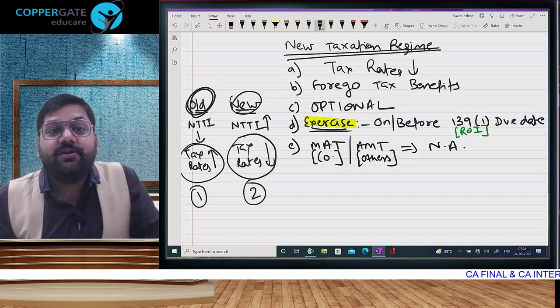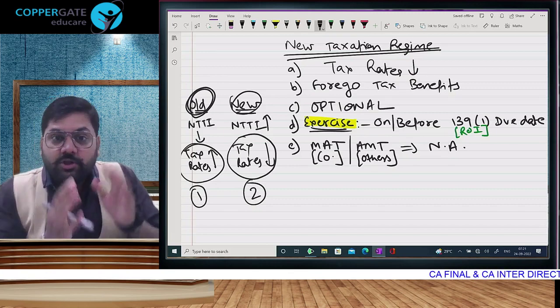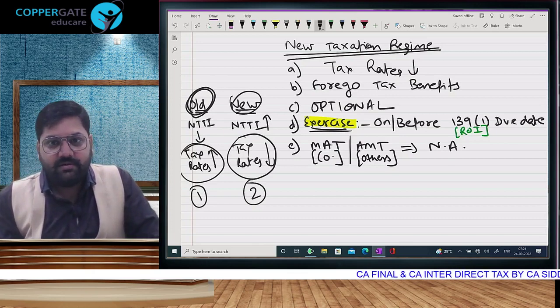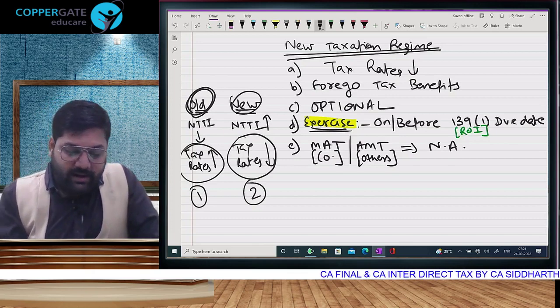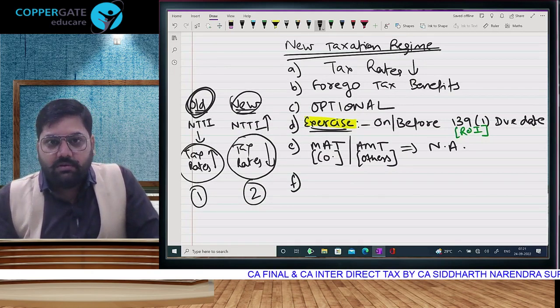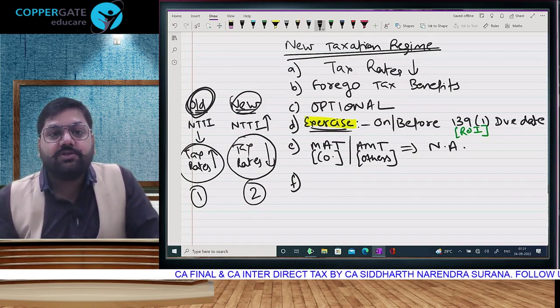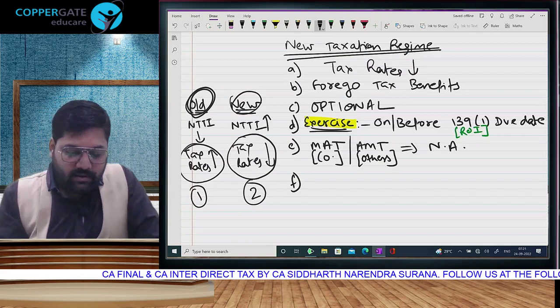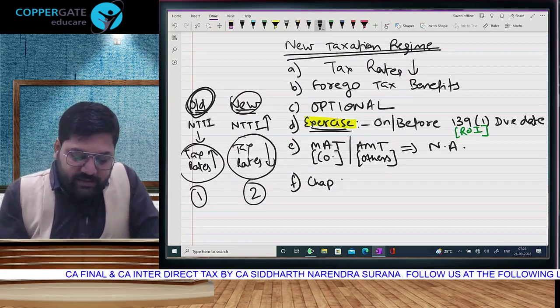But as of now, the new taxation regime is optional. So old regime will have MAT AMT, new regime will not have MAT AMT. Is that understood? And last feature that you have to be careful about the new taxation regime. All these points A, B, C, D, E, F are features of the new taxation regime. Last point, chapter 12 of income tax.